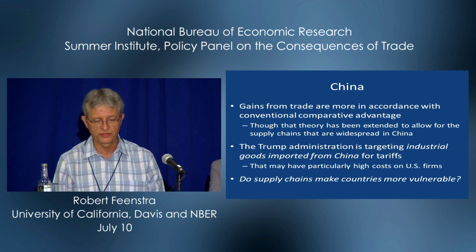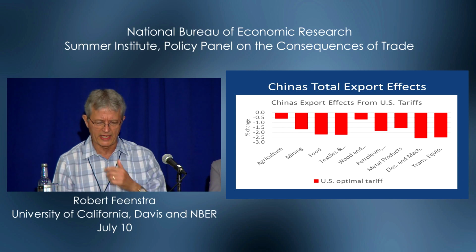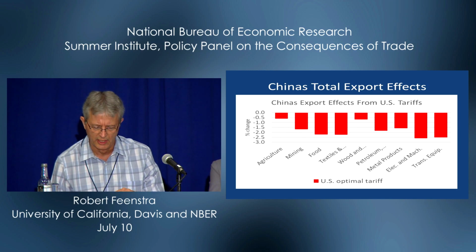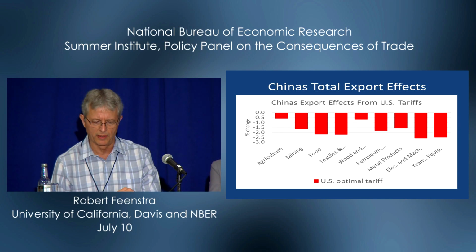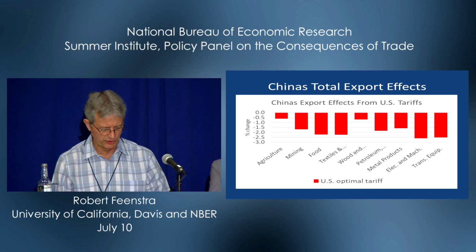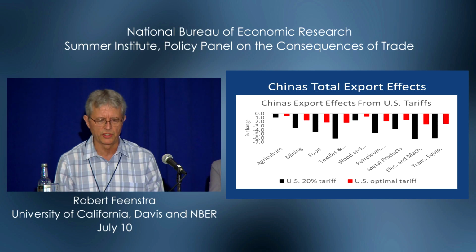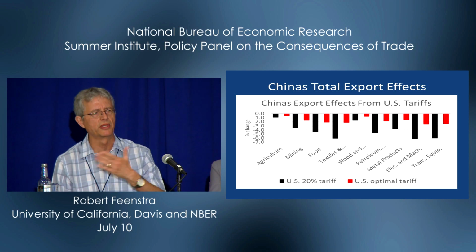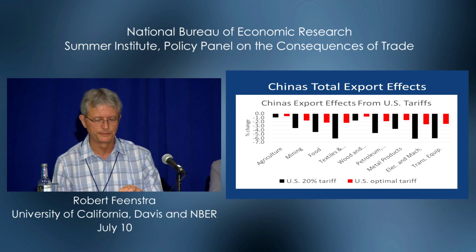So here we might ask, do supply chains make countries particularly vulnerable to large tariffs? Let me show the effects on China's total exports here from the US optimal tariff I referred to earlier. And we see, in fact, that this leads to particularly large declines of Chinese exports in transportation equipment, electrical equipment and machinery, also textiles and apparel and food. That was from the optimal tariff of 7%. Here I also show the larger declines from a hypothetical US tariff of 20%. This is hypothetically across the board, not what we've seen.